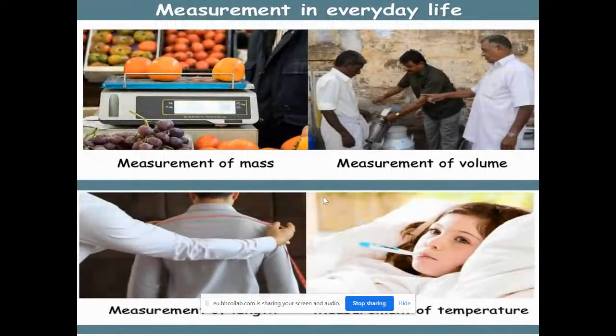In our day-to-day life, you can just see this picture. We are doing all this work in our day-to-day life. You go to the market, you buy fruits or vegetables. If you buy a fruit or vegetable, first of all, you have to measure its weight or mass. Am I right or not?